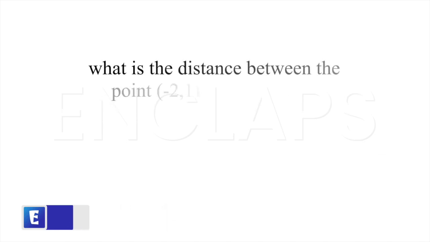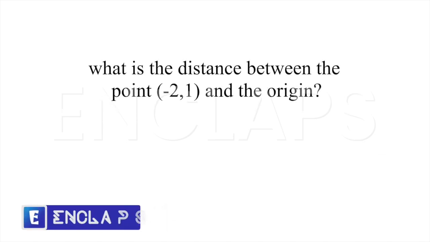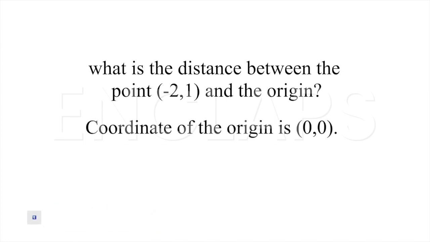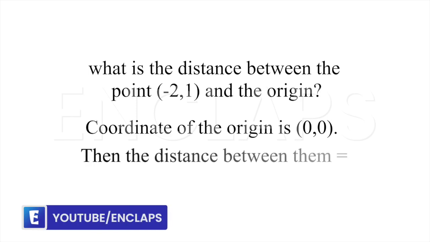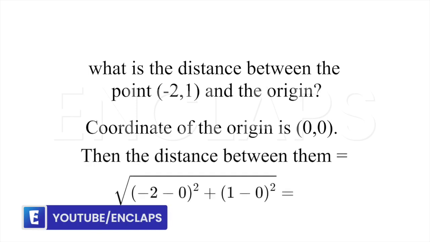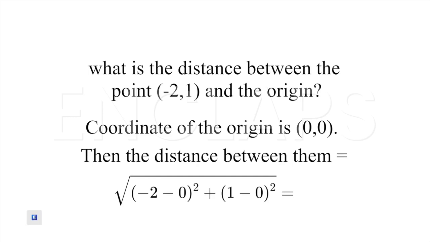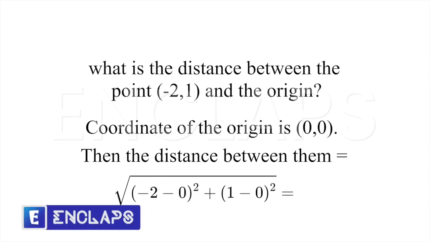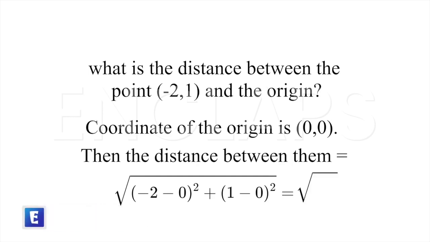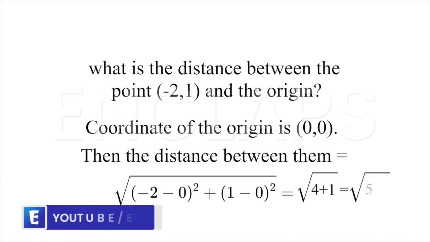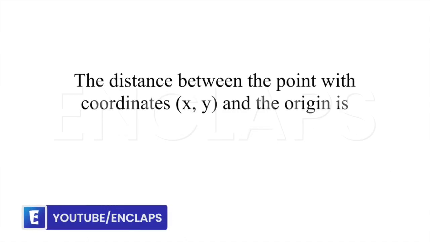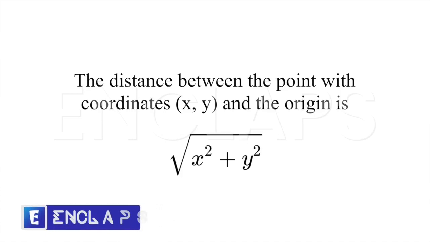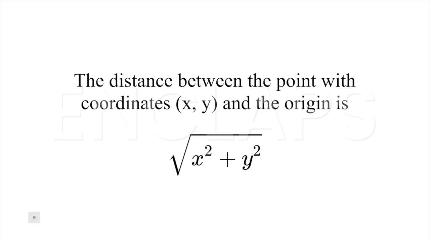So, what is the distance between the point (-2, 1) and the origin? The coordinates of the origin are (0, 0). Then the distance between them equals root of (-2 minus 0) the whole square plus (1 minus 0) the whole square, equals root of 4 plus 1, equals root 5. In general, the distance between the point with coordinates x, y and the origin is the root of x square plus y square.